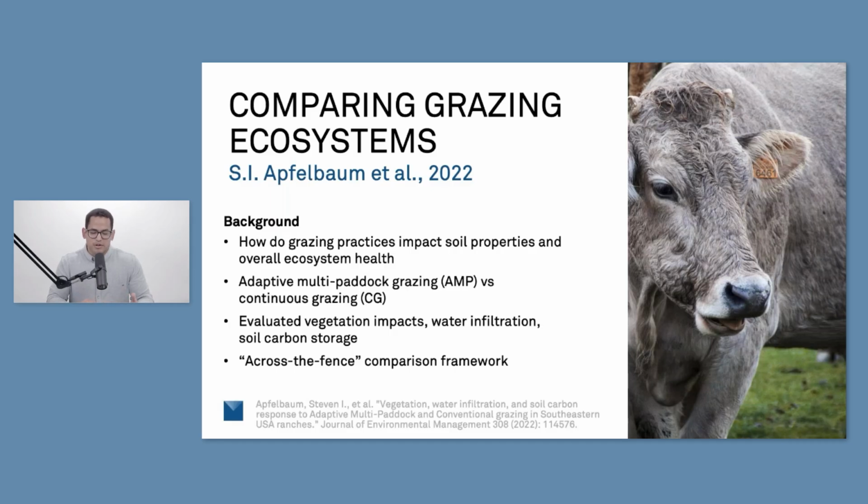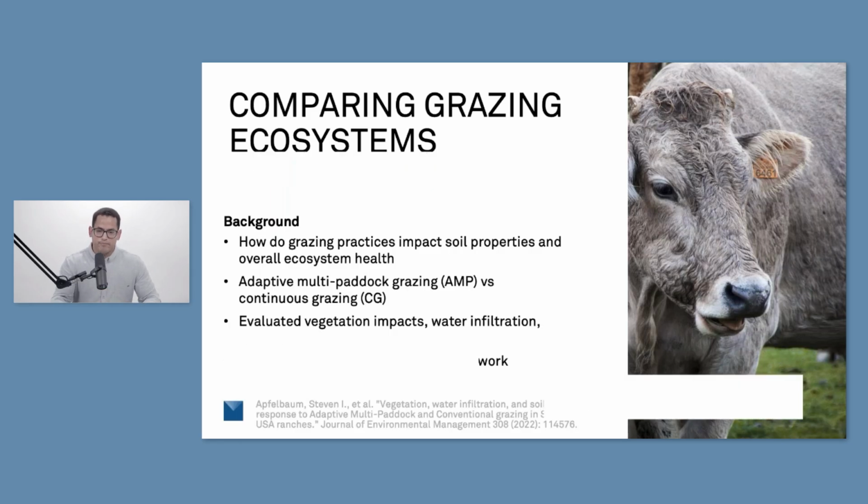So what they did is this study method utilized what they called the across-the-fence comparison framework. So the study used paired ranches with similar biophysical conditions, things like soil type, climate, things like that, and compared the AMP and continuous grazing within those areas. Their measurements included plant species richness, biomass, water infiltration, and soil carbon, and data were collected from ranches in Kentucky, Tennessee, Alabama, and Mississippi.